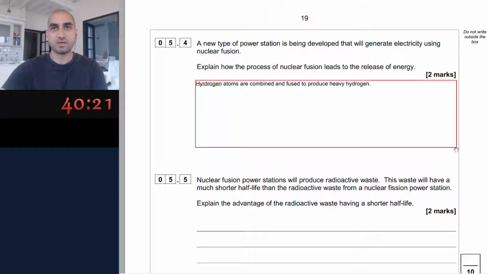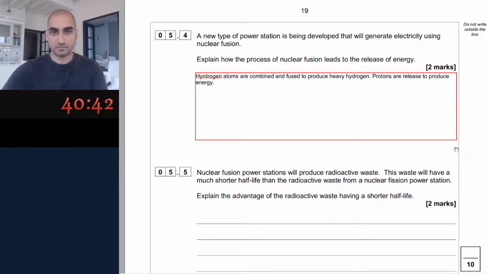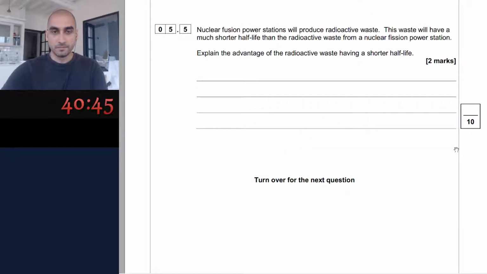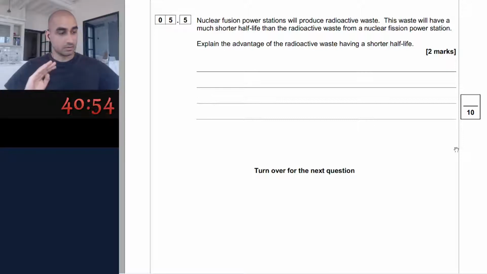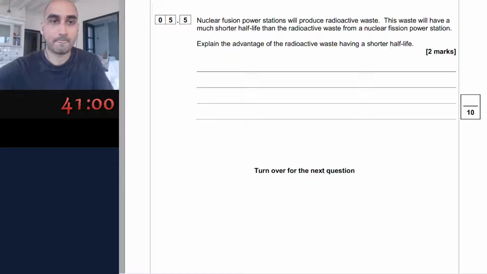No, this. But hydrogen has to have one proton, doesn't it? So. Okay, this. Protons are released? Produce energy. This is probably even worse. More stupid. In nuclear fusion power stations, waste will have a much shorter half-life. Alright, I am definitely losing marks here, lots of marks.